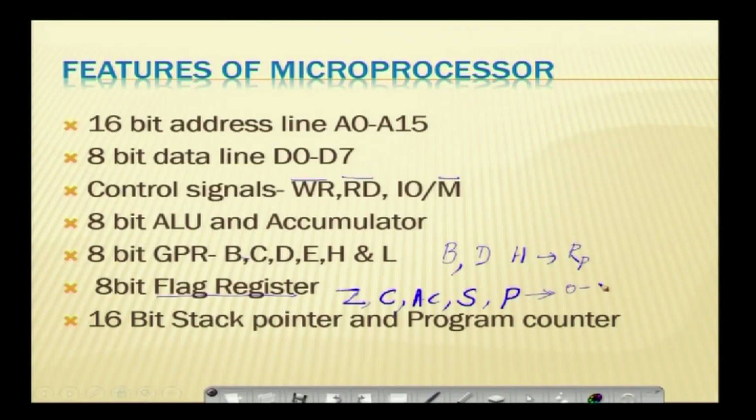Then 2 special 16-bit memory pointers are available, which are the stack pointer and program counter. Stack pointer is one of the memory pointers which is used to store the data. It will store and read the data based on the principle of LIFO, last in first out. Program counter is one of the 16-bit memory pointers which is used to maintain or continue the program execution. With the help of the program counter only, we are executing the instructions.